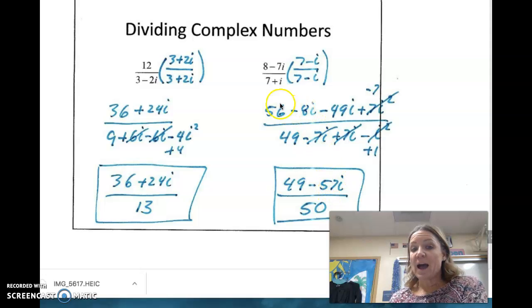All right, now let's do the denominator. The first is 7 times 7, which is 49. Outside is 7 times negative i, which is negative 7i. Inside is i times 7, which is positive 7i. And then last is i times negative i, which is negative i squared. i squared is negative 1 times negative 1, which is positive 1. These two are opposites and they cancel. That's by design. And then 49 plus 1 is 50.